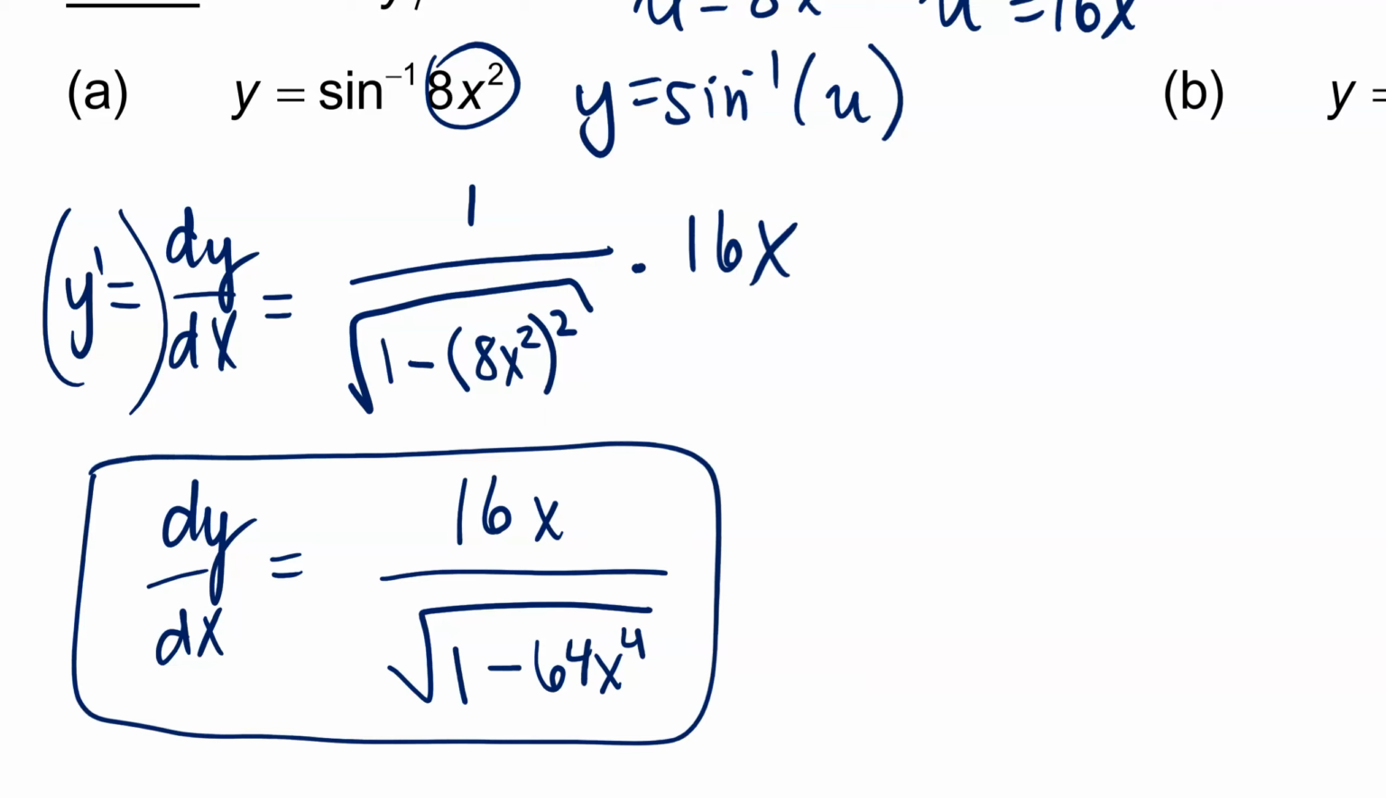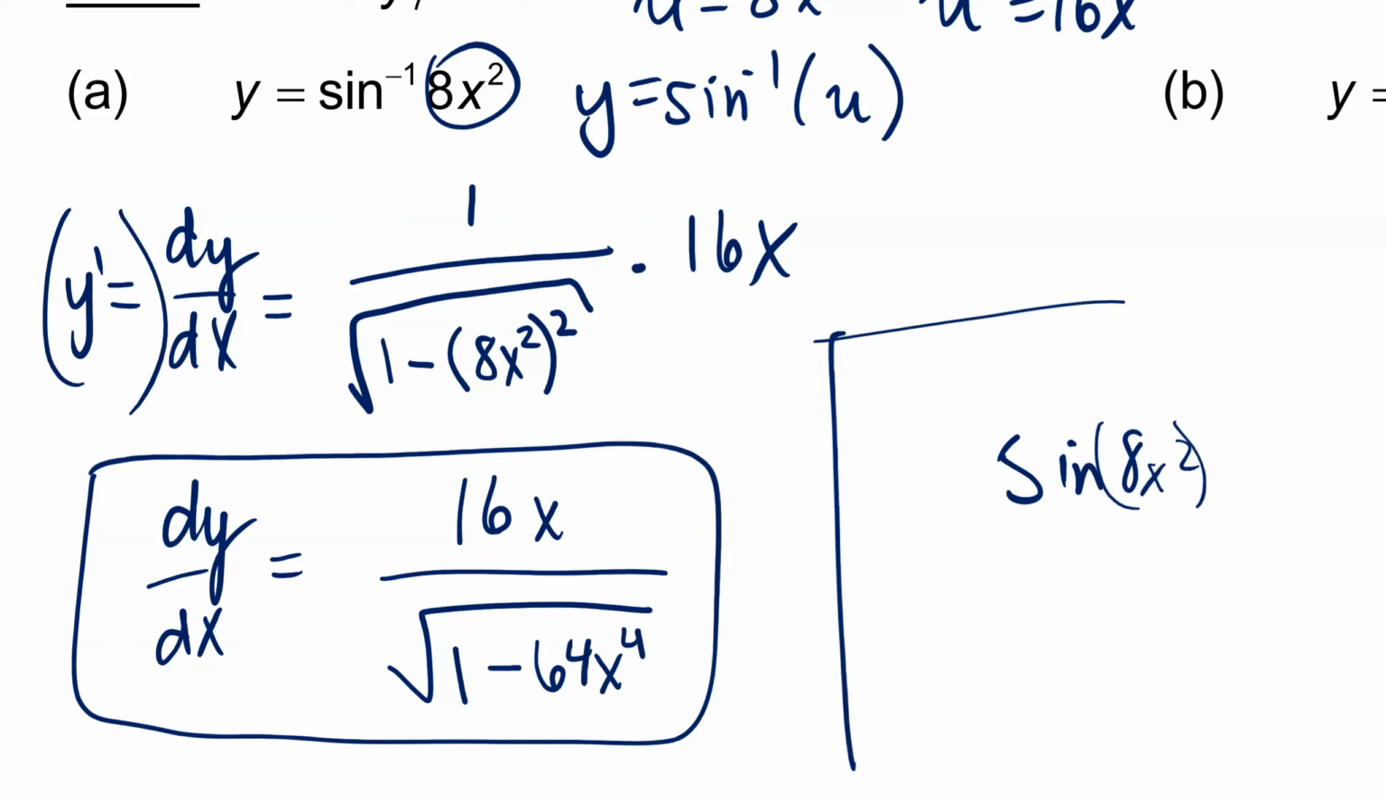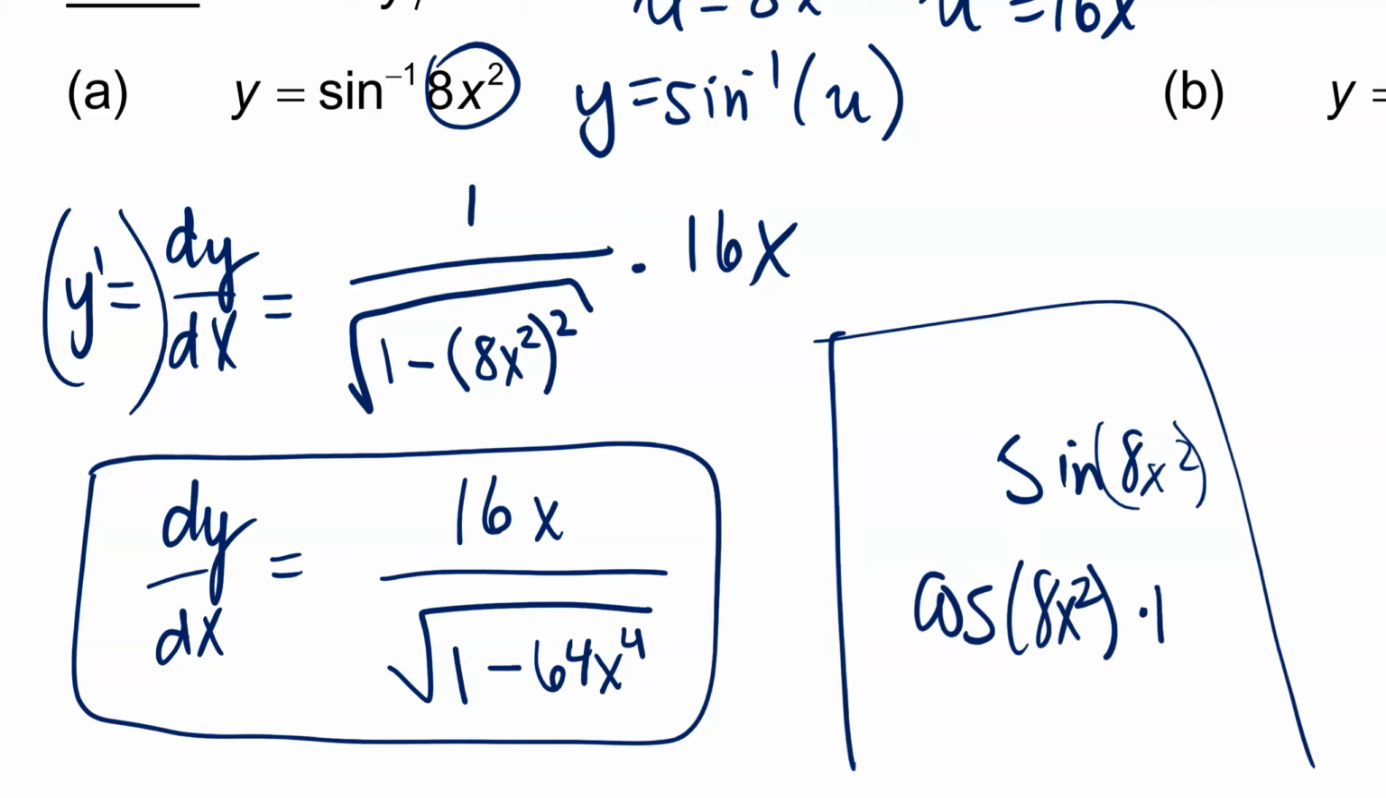So what I'm trying to say is, notice when I take the derivative of sine of 8x squared, let me make this a little aside, it would literally be cosine of 8x squared times 16x. Notice I have a trig function in my derivative for a regular trig function, but here we have inverse. So inverse derivative is all algebraic: 1 over square root of 1 minus u squared. So it has no trig function in the derivative.